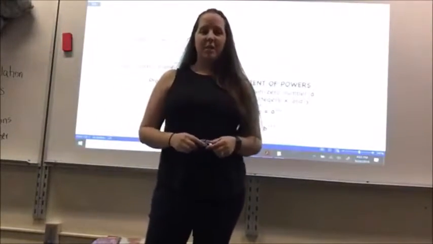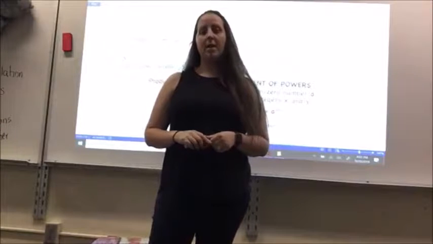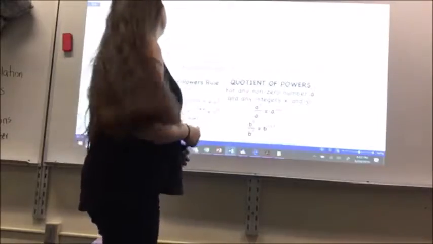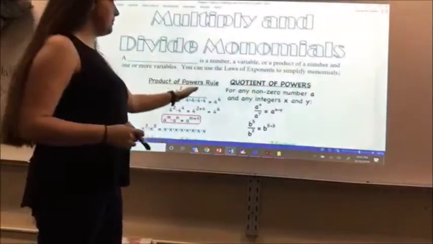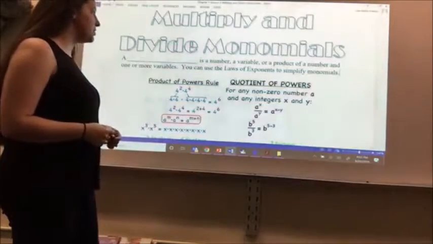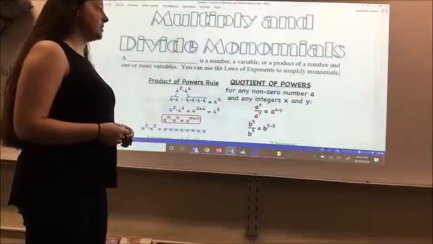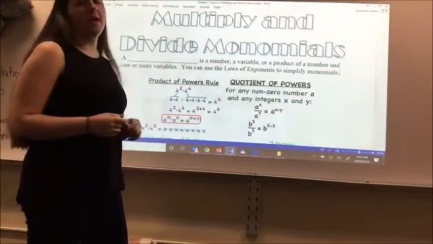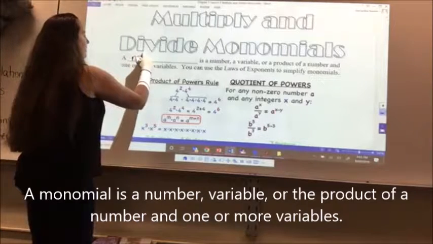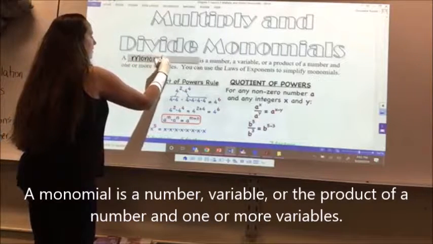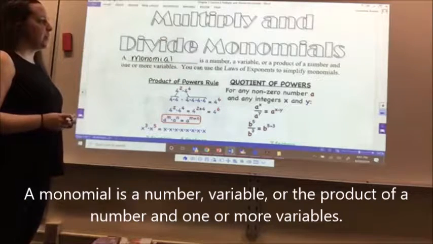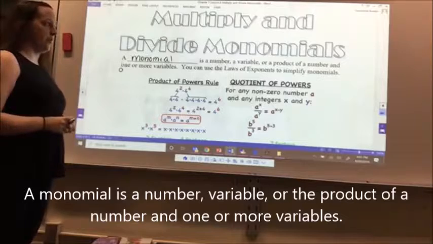All right, this is Chapter 1, Lesson 3, Multiply and Divide Monomials. So we're going to go ahead and start. A blank is a number, a variable, or a product of a number and one or more variables. You can use the law of exponents to simplify monomials. So in this first blank, we're going to write monomials. So a monomial is a number, a variable, or a product of a number and one or more variables.